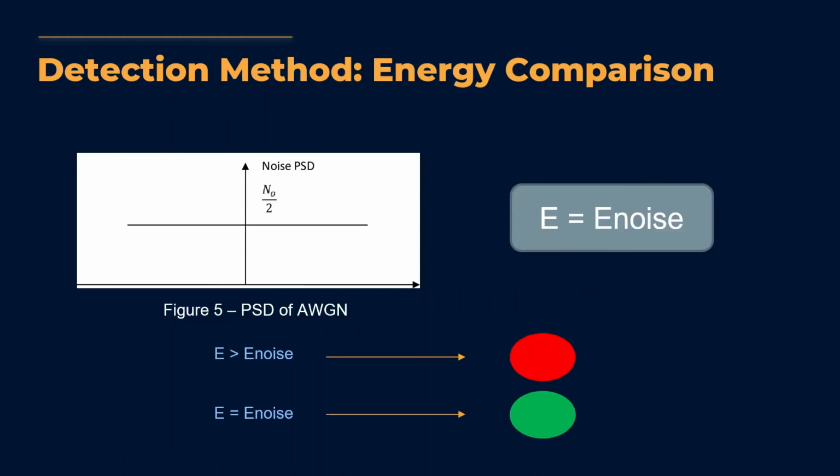Well, there are many techniques that can be used to detect the presence of a primary user, one of which is energy comparison. We know that the PSD of the white Gaussian noise is constant, so we know that if we sense this noise signal for a certain period, then its energy for that period will be known. It is the energy of the noise, E noise. So if the sensed energy is greater than E noise, then we know that there is a primary user. And if the energy is equal to E noise, then the sensed signal is purely noise, so there is no primary user.